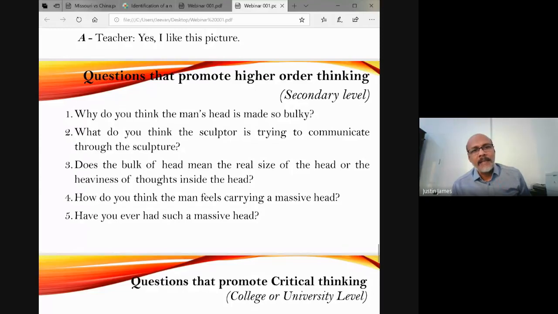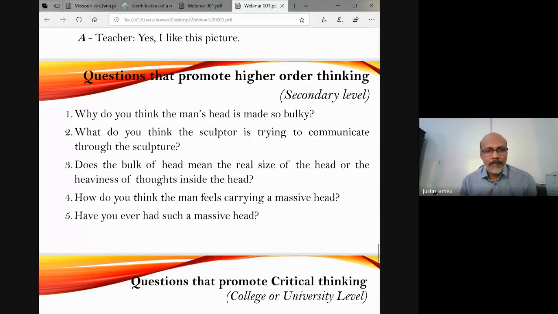Why do you think the man's head is made so bulky? You see the progression of questions. The last question I have used in the middle school, I am using as the first question on this level. What do you think the sculpture is trying to communicate through this?